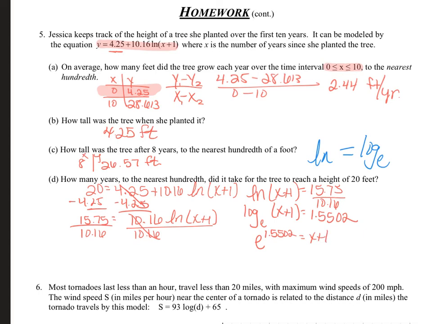Now that my log is gone, I can subtract that 1 away. Now remember, you got to keep the e and the exponent together. You can't subtract it from that exponent. So when you put it in your calculator, just be aware of that. Use parentheses. And when you do that, you should get 3.71 years. Well, that was fun, wasn't it?